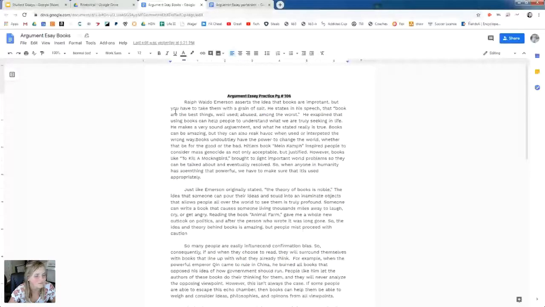Like Emerson originally stated, the series of books is noble. The idea that someone can pour their ideas and soul into an inanimate object that allows people all over the world to see them is truly profound. Someone can write a book that causes someone living thousands of miles away to laugh, cry, or get angry. Reading the book Animal Farm gave a whole new outlook on politics, long after the person who wrote it was gone. So the theory behind books is amazing, but people must proceed with caution.